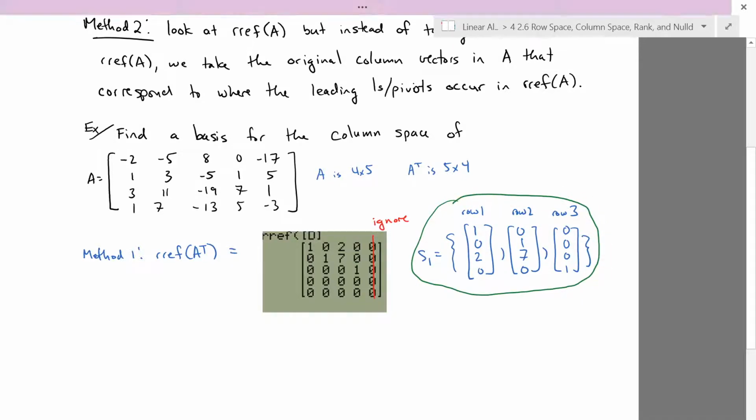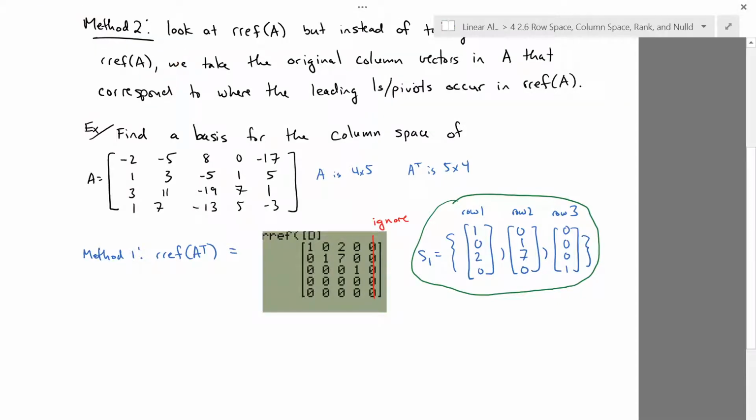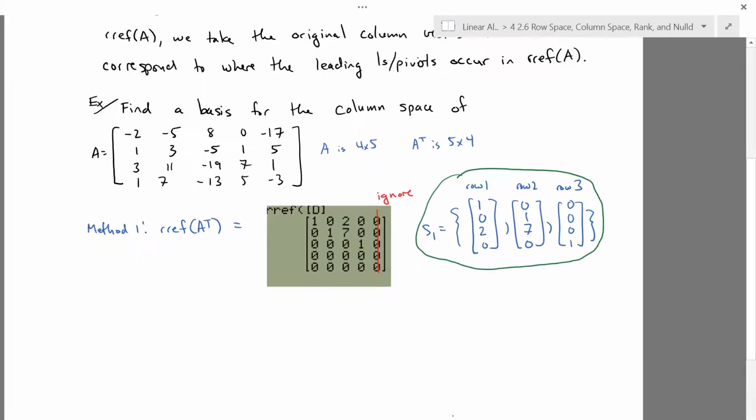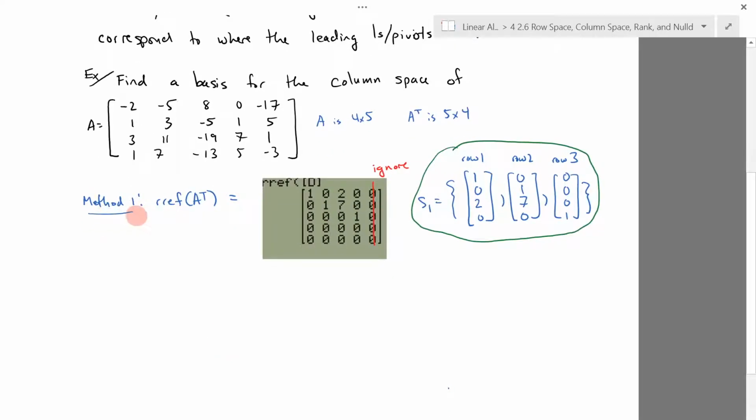So the dimension of the column space is also 3 in this particular example, and we'll eventually see that the dimension of the row space and the dimension of the column space always have to be the same, even though they're subspaces of different vector spaces. Okay, so that's method 1. Now let's look at method 2.